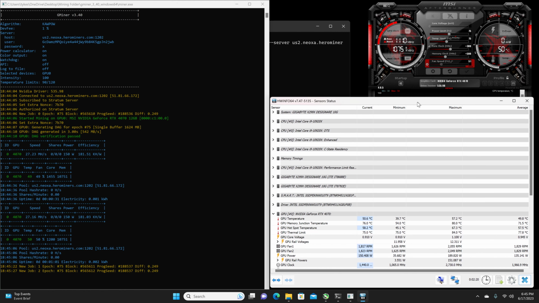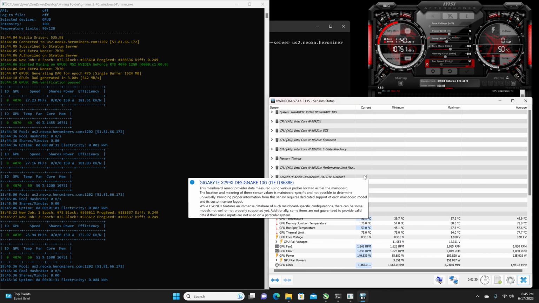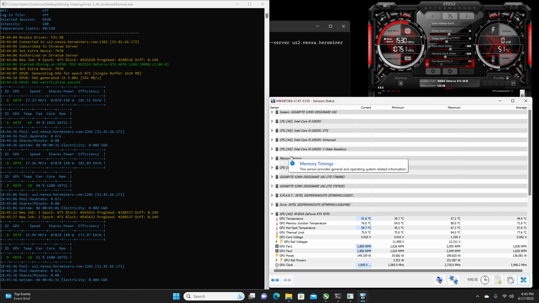So, the temperature came down just a little, kind of. Regular temperature is 51°C. Memory junction temperature 76°C, no change, and a hotspot of 59°C.